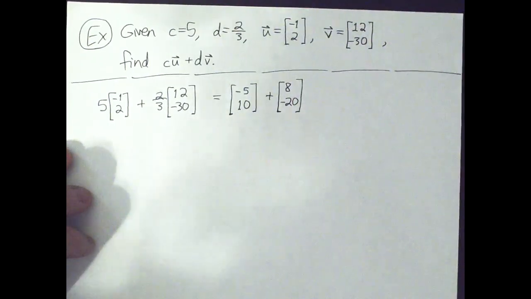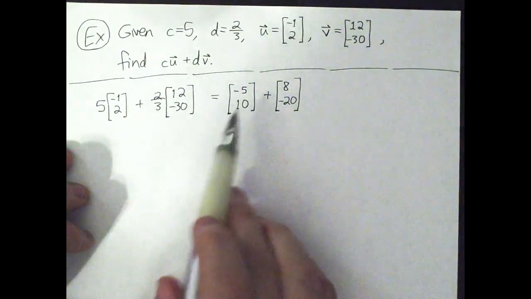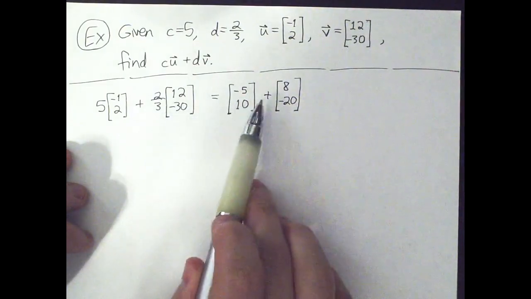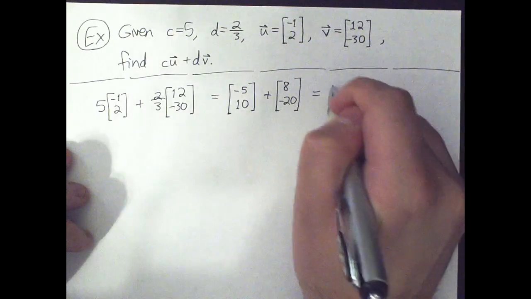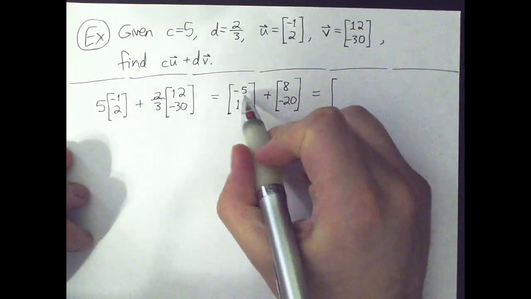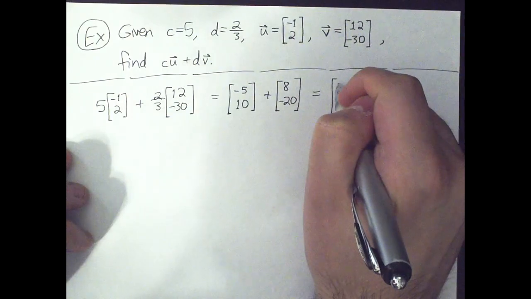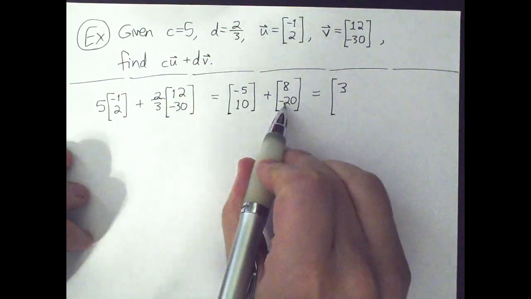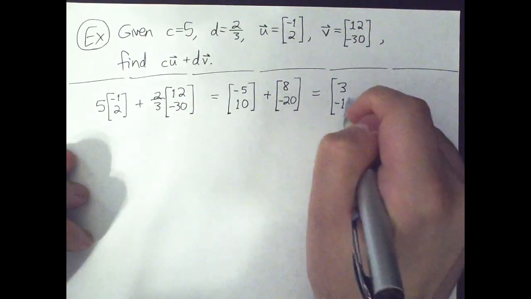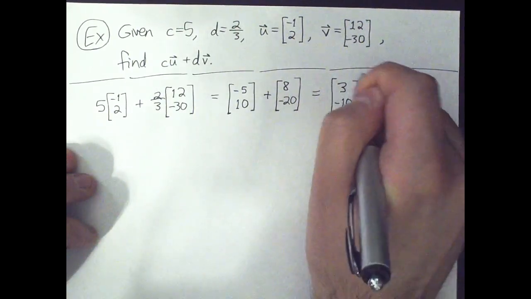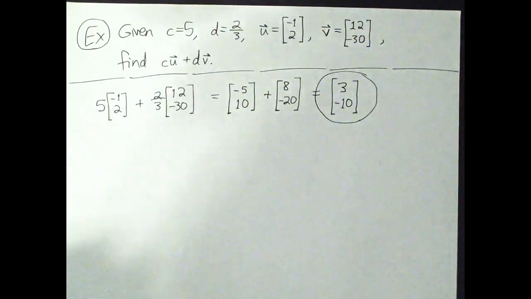And there's one more thing we could do to simplify this. We did the scalar multiples, but now we have a vector plus a vector. Let's just add the corresponding entries. -5 plus 8 is going to give us 3. 10 plus -20 is going to give us -10. And that is a nice simplified answer. All right, so that's just a little vector arithmetic we're doing.